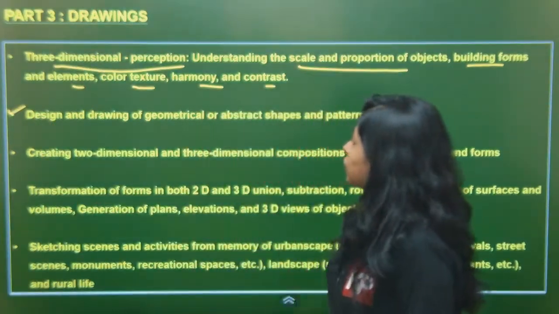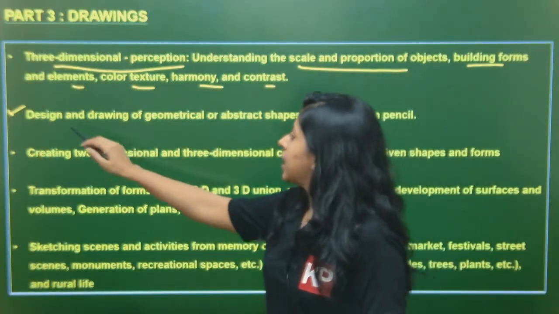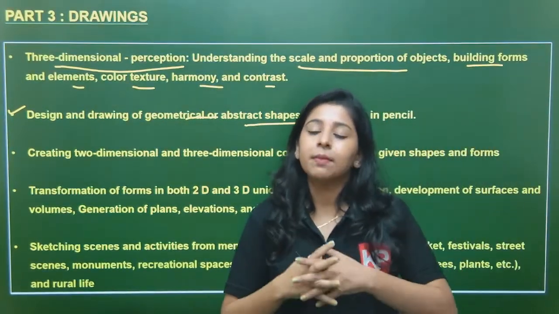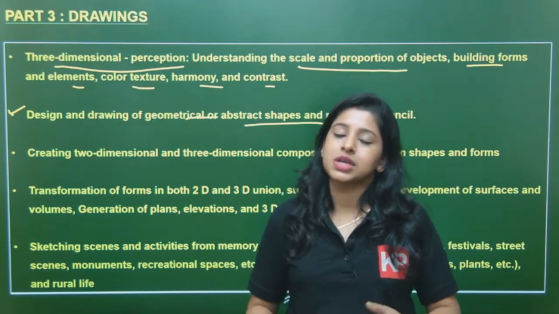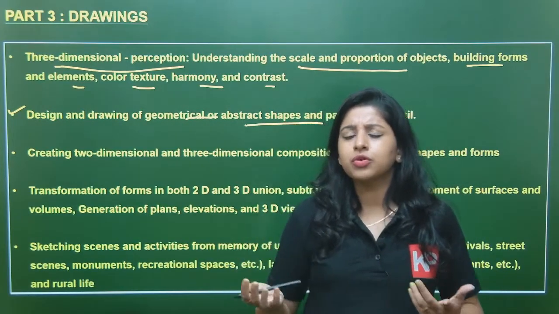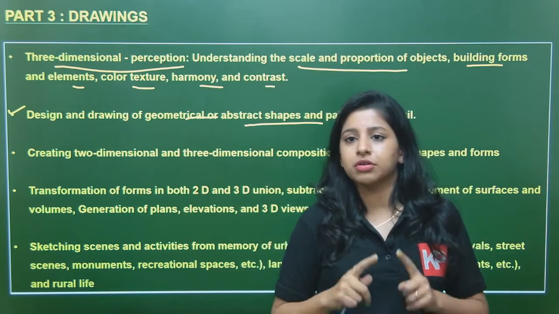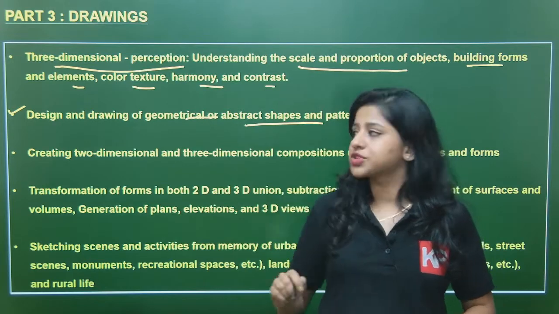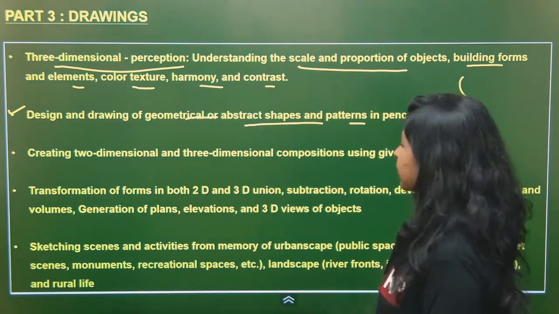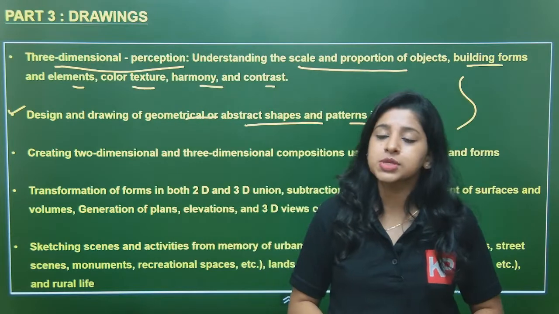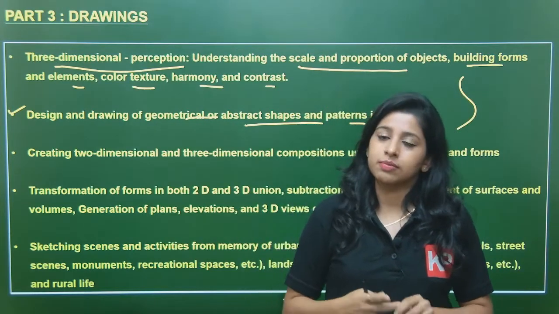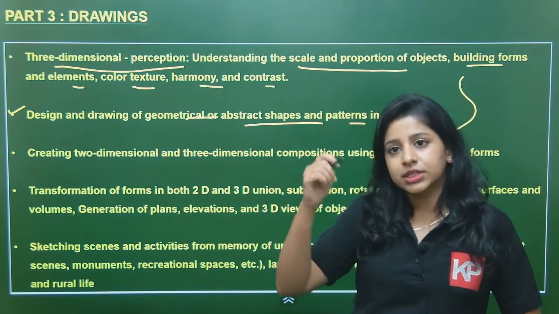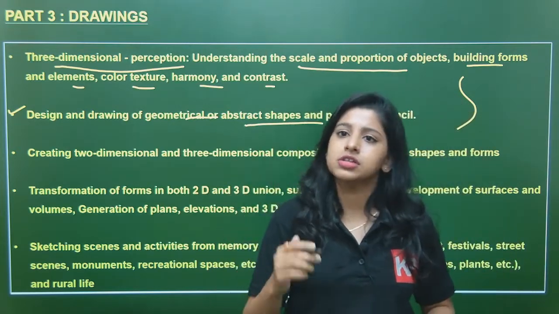Then the second type of thing that they look for is design and drawing of geometrical or abstract shapes and patterns. So you have to create certain shapes and patterns. They may tell you, there is a particular, you have to design a curtain for a girl's room. So just by using curves, this kind of shape, just by using S curves or some other kind of curves, design the entire pattern on the curtain. In that case, you have to design the pattern on the curtain just by using this curve.